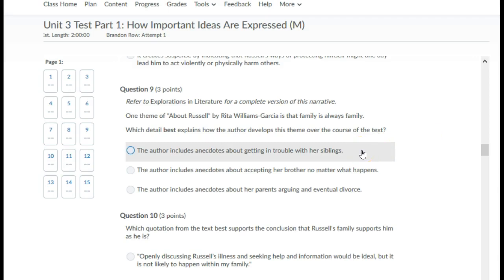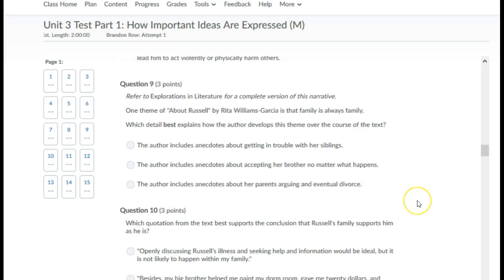The author includes anecdotes about getting in trouble with her siblings. The author includes anecdotes about accepting her brother no matter what happens. The author includes anecdotes about her parents arguing and eventual divorce.